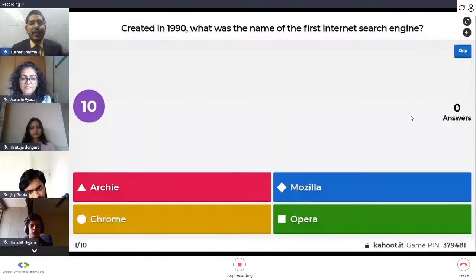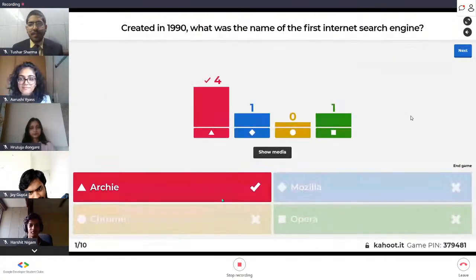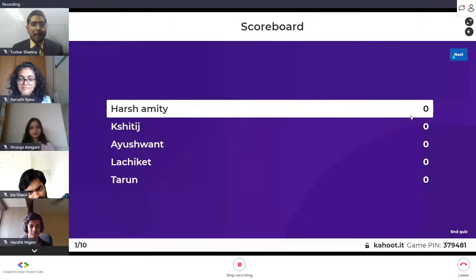Okay, created in 1990. What was the name of the first internet search engine? I think it's pretty easy. Okay, so Harsh is leading. Next, we have Kshitij and Ayushvant. Good job, guys. Good job.